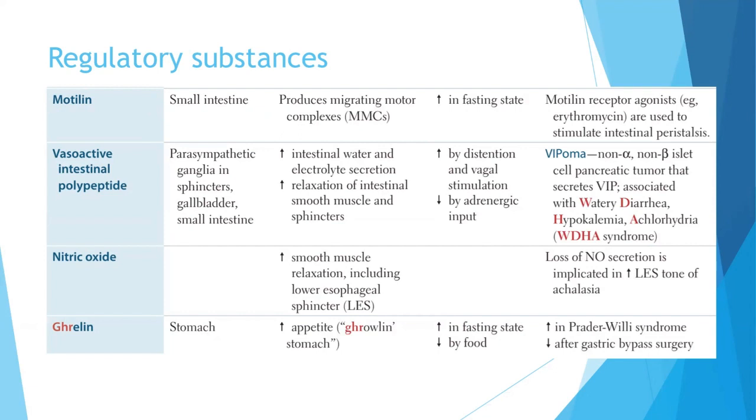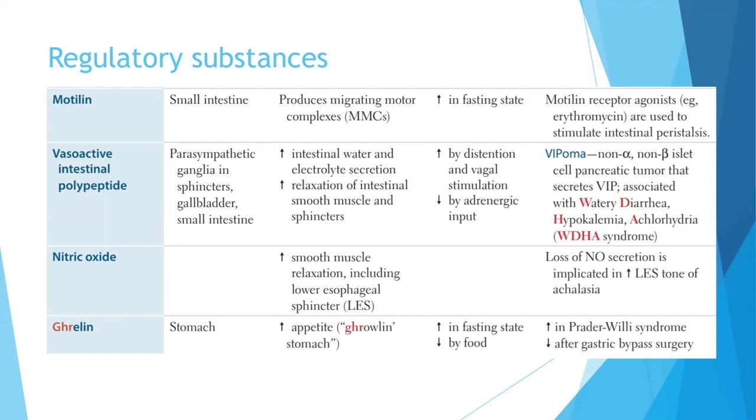Nitric oxide increases smooth muscle relaxation. Okay, whenever nitric oxide is involved, it generally causes the relaxation of the blood vessels as well as the lumen, all because of the smooth muscle relaxation, and also in the lower esophageal sphincter.